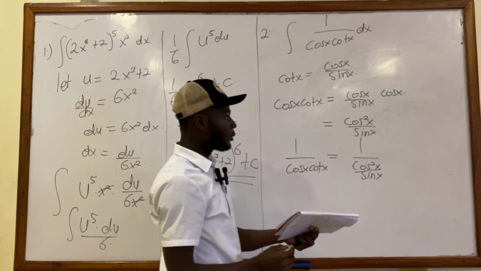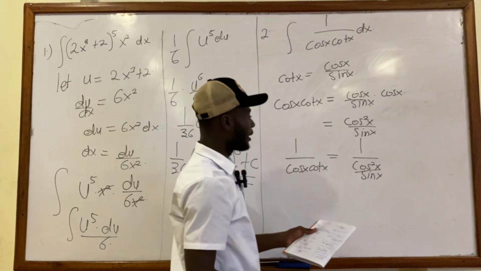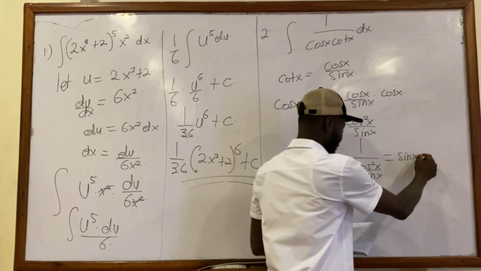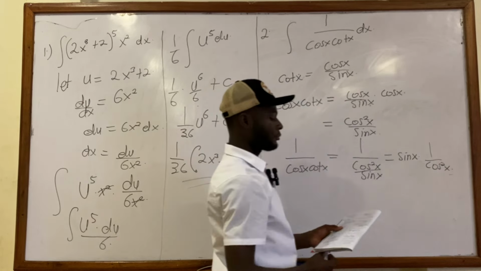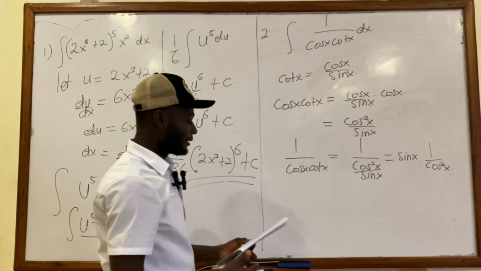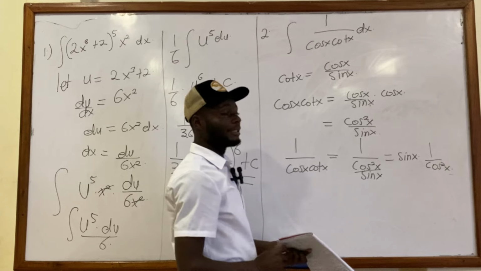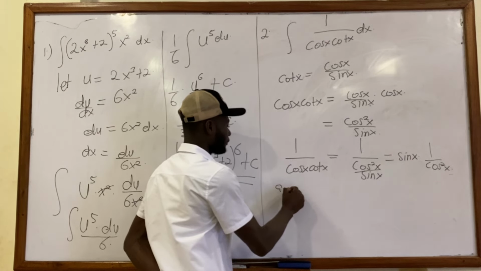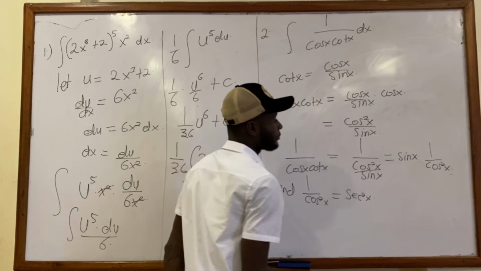When you simplify this particular one, then we are going to have sin x times 1 over cos squared x. And we know that 1 over cos squared x is equal to sec squared x.